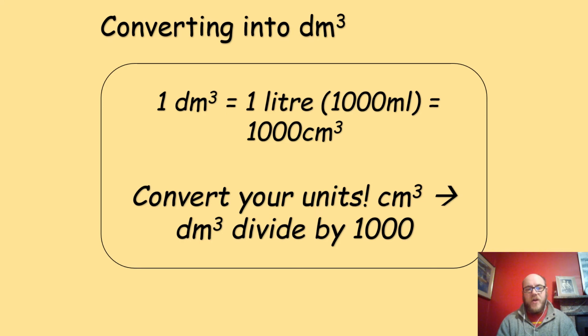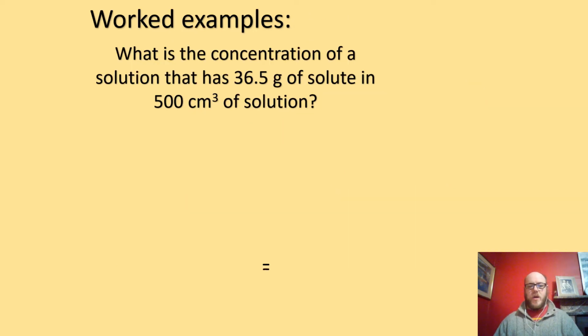So we have to convert our units. If you're given units in milliliters or centimeters cubed, you have to divide by 1,000, and that will give you your units in decimeters cubed. So let's say, for example, they say you have 25 milliliters of water. To calculate that into decimeters cubed, you divide your 25 by 1,000 and you end up with 0.025 decimeters cubed. Simples. I think I missed some noughts there. Sorry. Okay, so here we go.